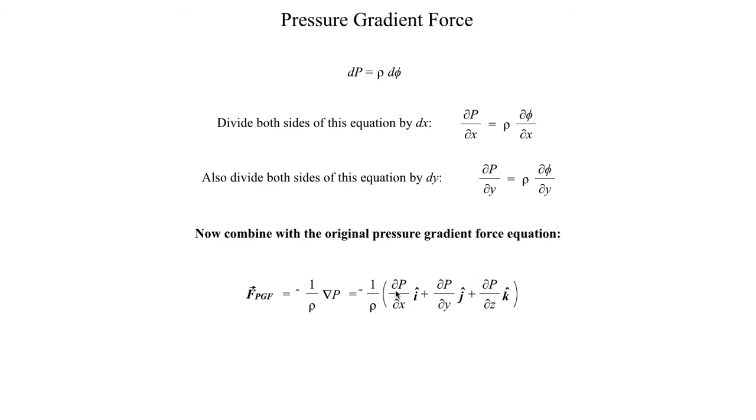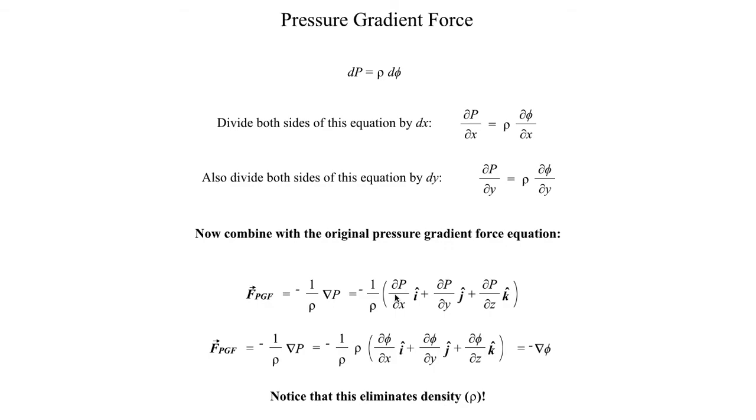So we get minus 1 over rho dp dx, dp dy, dp dz with the appropriate unit vectors out in front. What we can do is then we can substitute these values into this equation. So we can substitute in dp dx is equal to rho d phi dx. We can take that whole quantity and plug it in here. And then same thing with this quantity. We can plug it in here to get a result that looks like this.